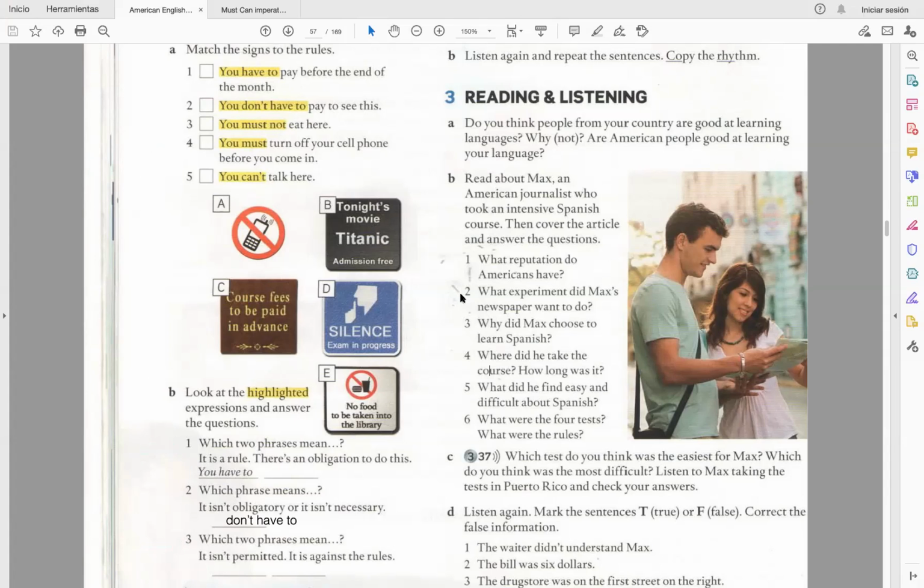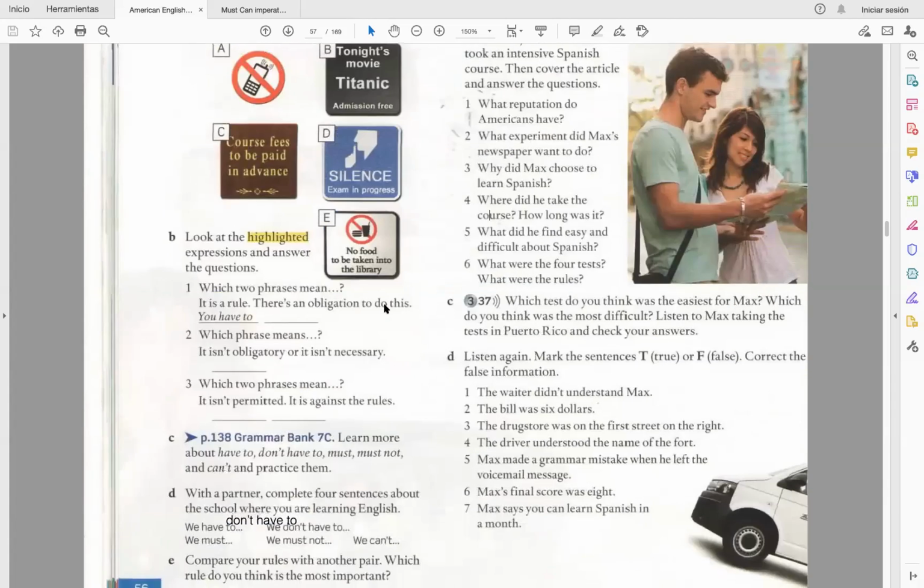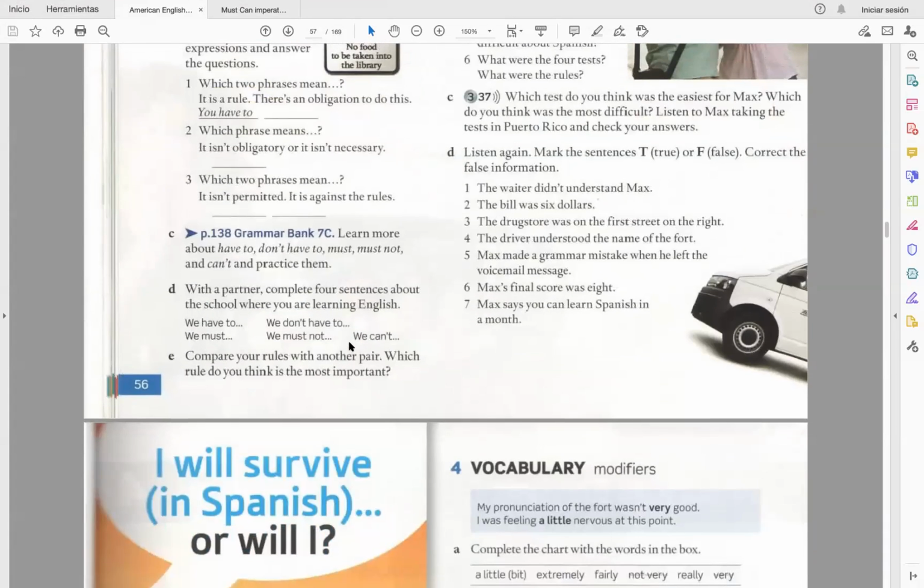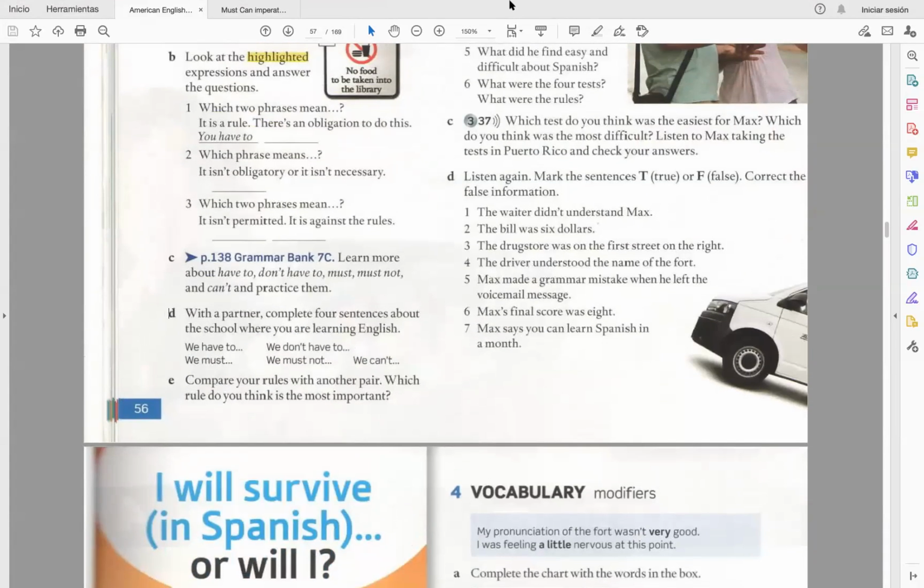Let's put into practice, let's put in a more communicative context these concepts. I need to erase that because it's floating all over. Okay, so look at this activity, okay? Activity D below. It says, with a partner, you're going to work alone, okay, individually. Complete 4 sentences about the school where you're learning English.